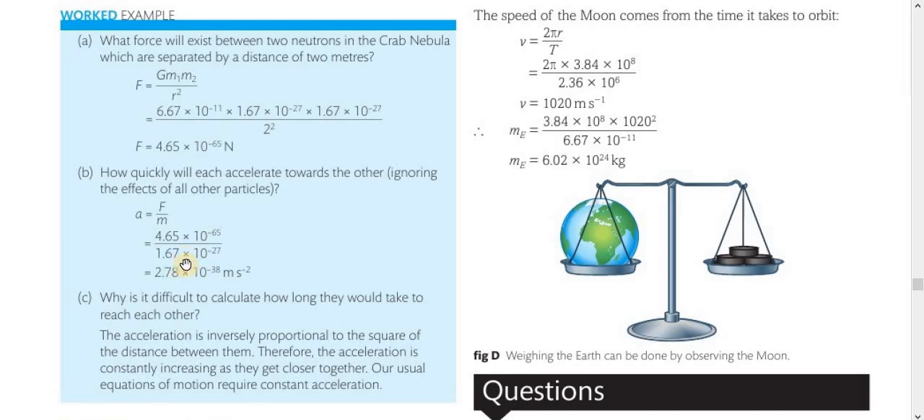We can use the formula F equals ma. The acceleration is then F over m. We already found the resultant force. Now we can consider one neutron. The force on either neutron is the same size.